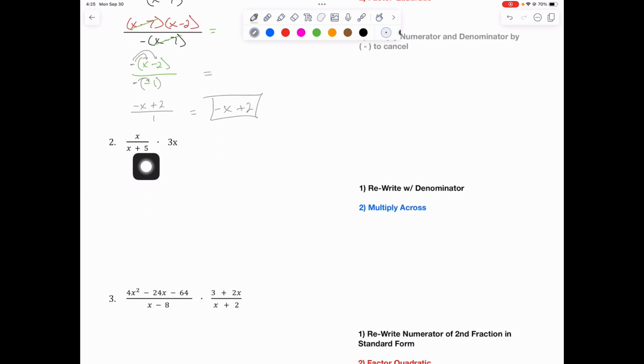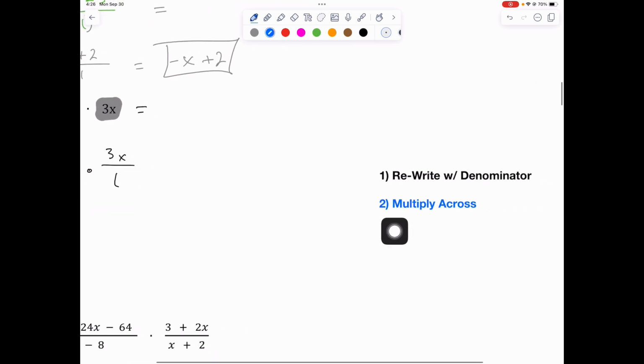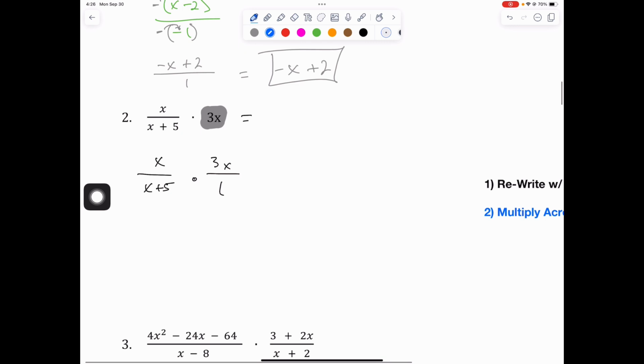All right, we have x over x plus 5 times 3x. We need to set that 3x. What can we write it as a fraction? Yes, great job. 3x over 1. Rewrite with denominator. And again, we're simply just going to do that. I will highlight the 3x just to show you that later when we rewrite it, what it's equal to. All right, so we have x over x plus 5 times 3x over 1. From here it says just multiply across. Okay, cool. Well, let's see what this equals.